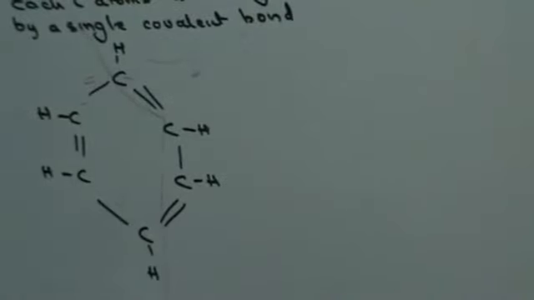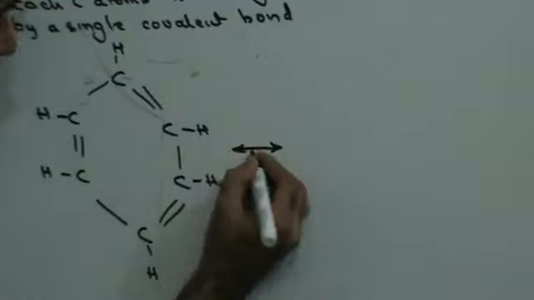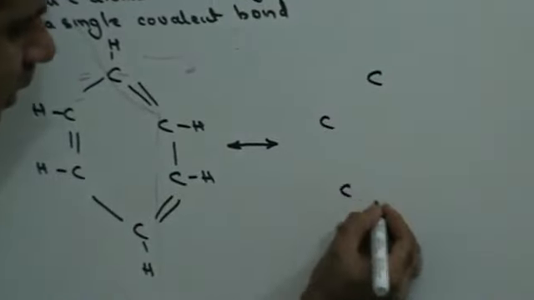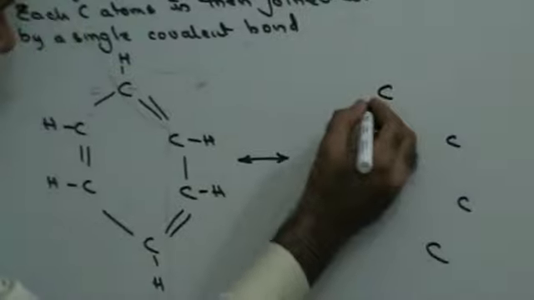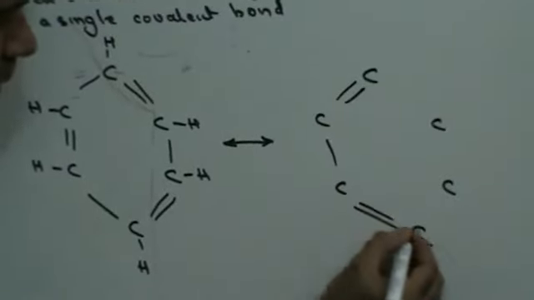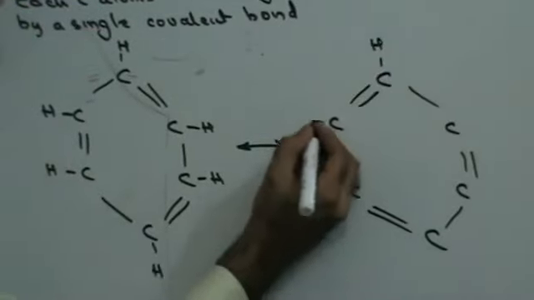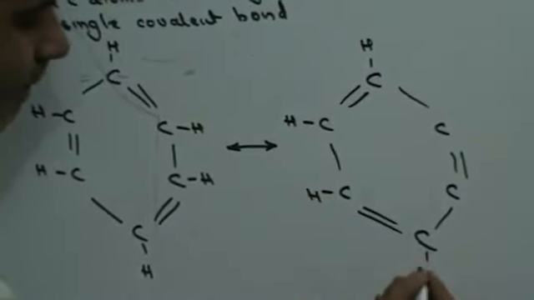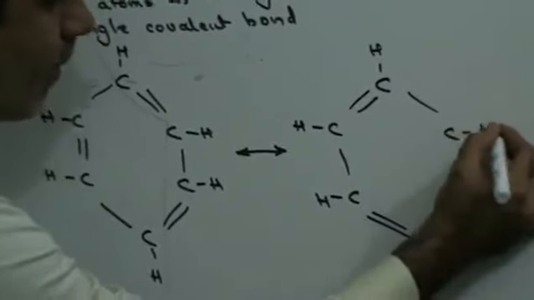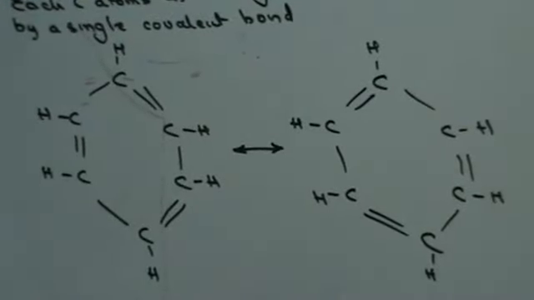Now, it is not necessary that I have the double bonds here. I could change my double bonds also. That means I could have double bonds at the other places also. Instead of this, I could have drawn it this way also: carbon, carbon, carbon, carbon, with double bond, single bond, double bond, single bond, double bond, single bond. So my structure is not affected by the position of the double bond. Both are the same, right?